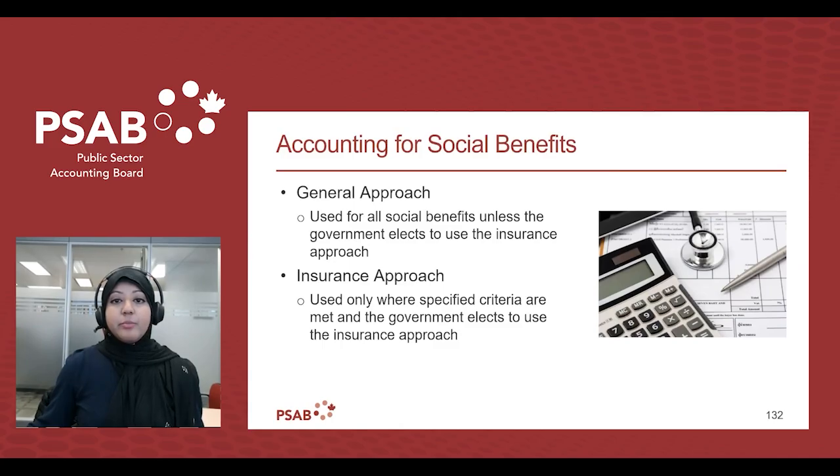IPSAS 42 permits two approaches to accounting for social benefits. The general approach is expected to apply to most social benefits, and for many governments will be the only approach they use. The insurance approach is an optional approach, and IPSAS 42 only permits its use when specified criteria are met. Because entities will generally apply the general approach, this presentation focuses on this approach.